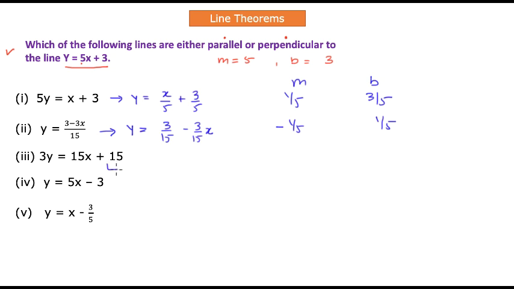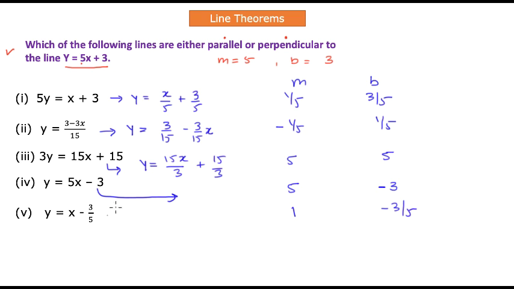In the third case, we have 3y = 15x + 15. Dividing both sides by 3, you obtain y = 15x/3 + 15/3. In this case, the slope comes out to be 5 and the y-intercept is also 5. Simple enough. In the fourth one, we are given the equation in standard form, so we can easily determine the slope to be 5 and the y-intercept to be -3. And finally, in the last one, the slope is 1 and the y-intercept is -3/5.